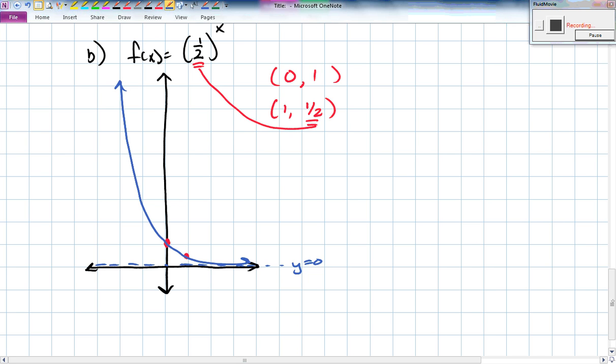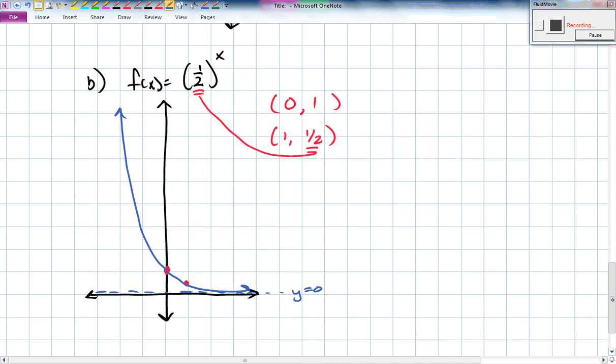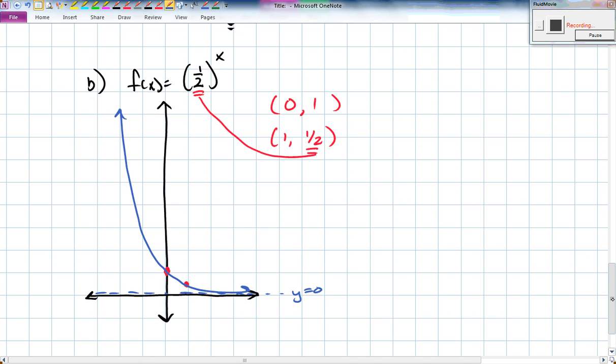So how is this graph different than this graph over here? What's the difference? It's reflected over the y-axis, true, and what else? This is a decreasing graph, right? So if our base is greater than 1, that implies that we're going to have an increasing graph. If the base is between 0 and 1, that implies we're going to have a decreasing graph, just like we did here.